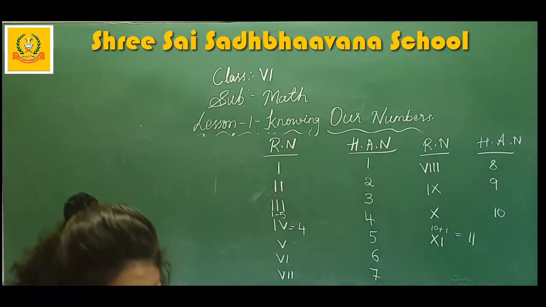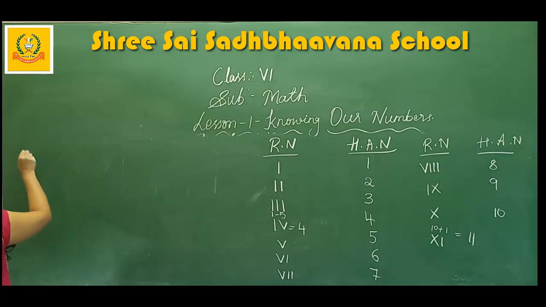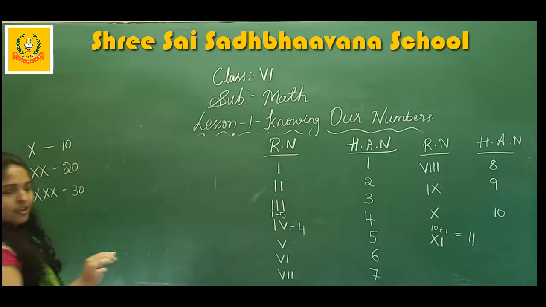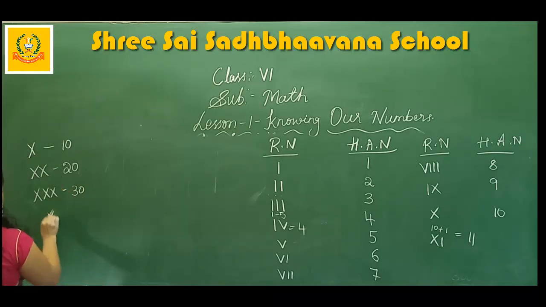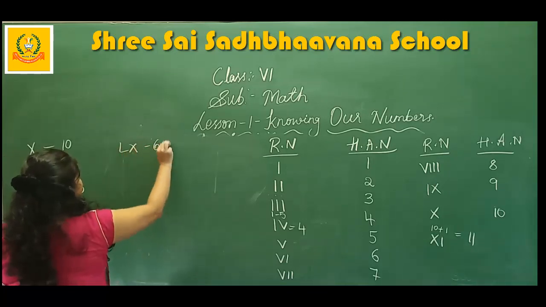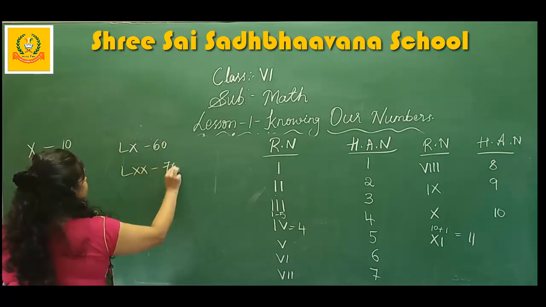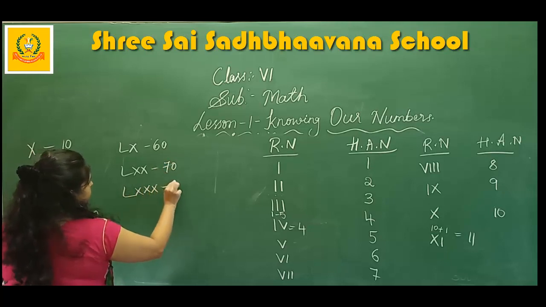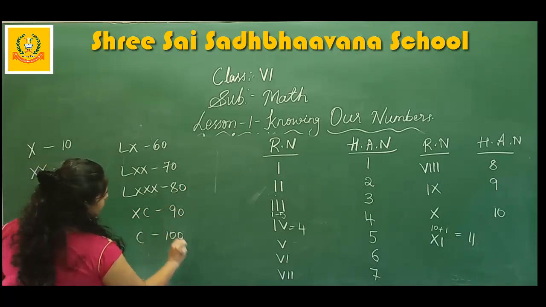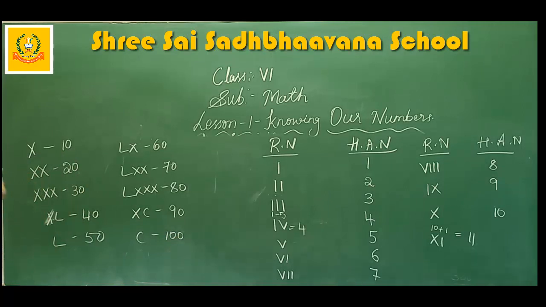So let us see how to form the numbers. Let us write 10, 20, 30, how to write them in Roman numerals. 40 is XL, 50 is L, 60 is LX, 70 is LXX, 80 is LXXX, 90 is XC, 100 is C. These are the other basic Roman numerals: 10, 20, 30, 40, 50, 60, 70, 80, 90, 100.